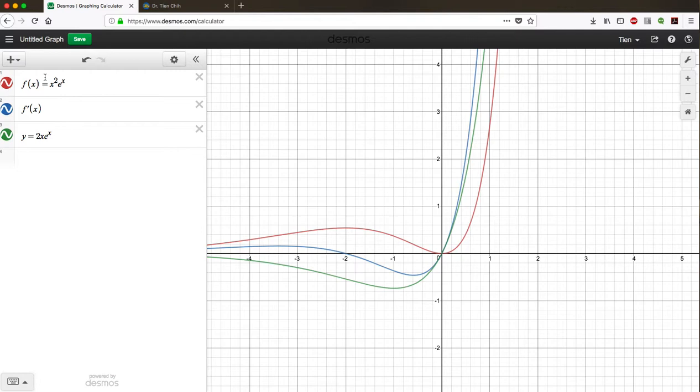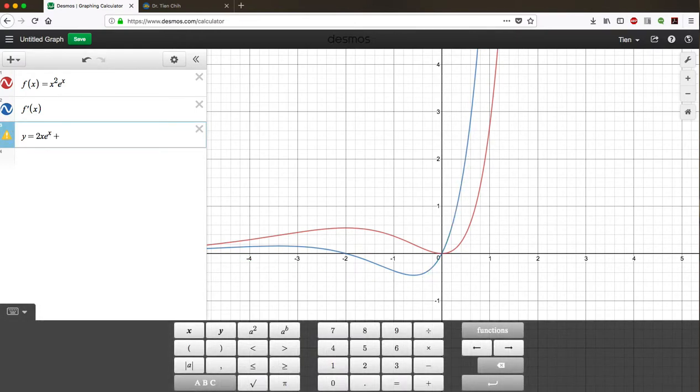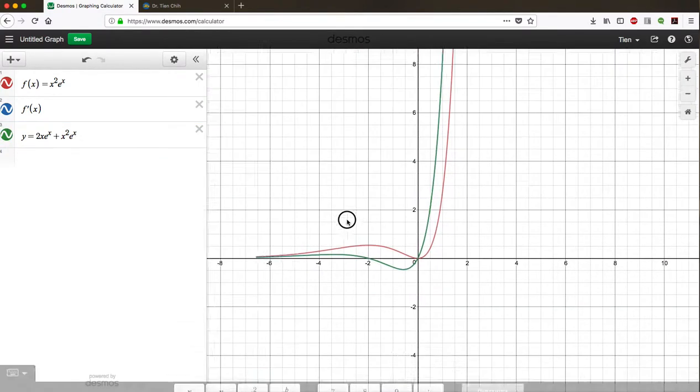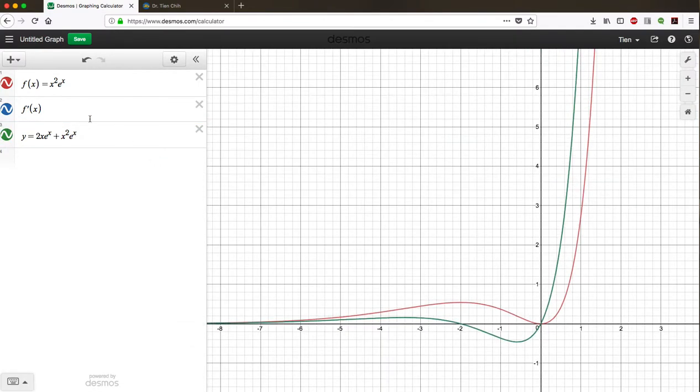Then I think back and say, oh, I'm supposed to be using the product rule. So it's derivative of the first times the second plus the first thing times the derivative of the second. And oh, look at that now. Now when I look at the blue line and the green line, those things are exactly the same. They're exactly the same function, so I can verify that these two things are the same.